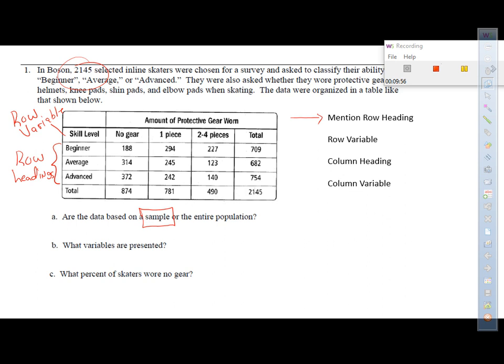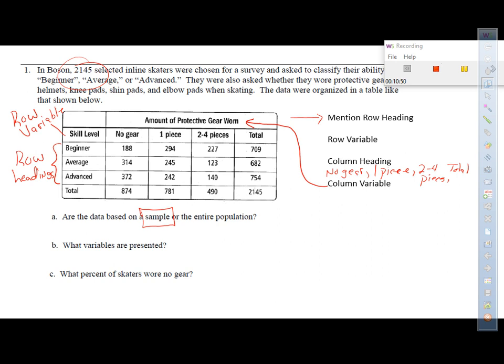Now, let's come over to the column heading and the column variable. In this case, the column variable is right there. Something, once again, that can be counted, classified. So the column headings would be the no gear, the one piece, the 2 to 4 pieces, and the total. So just a little terminology for you there.